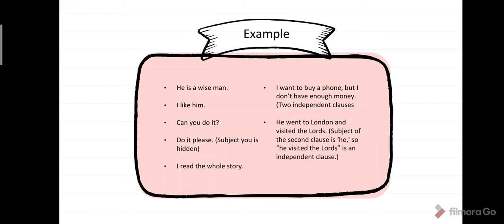The next is the example of two independent clauses. I wanna buy a phone, but I don't have enough money. He went to London and visited the Lords.